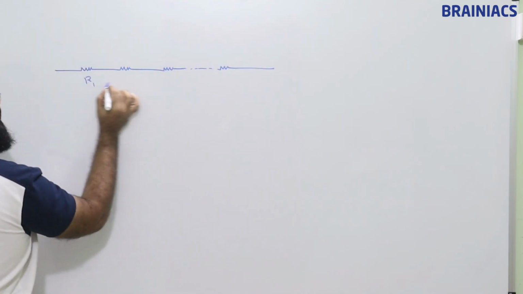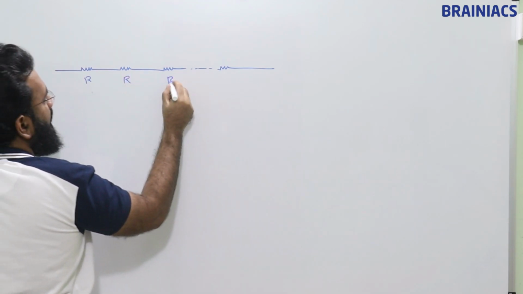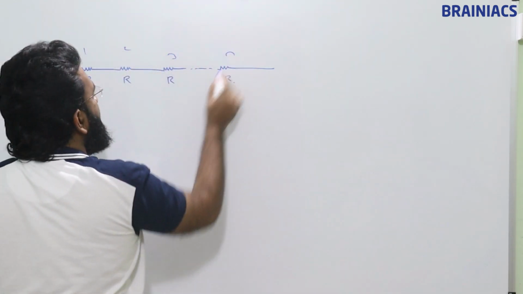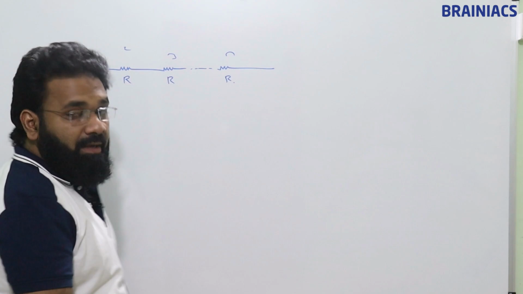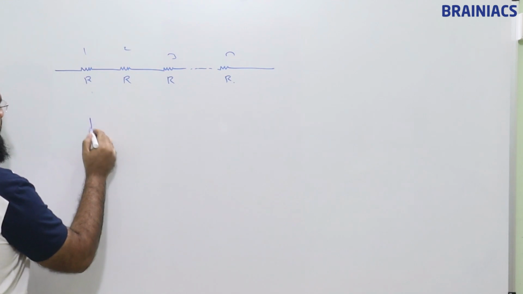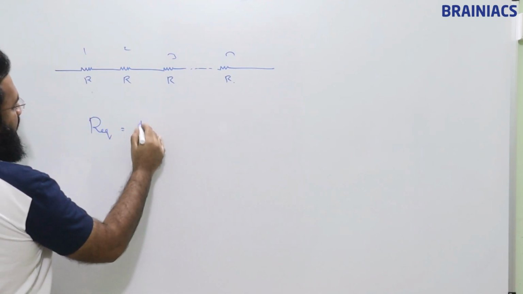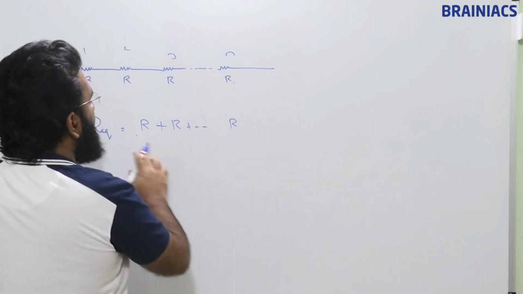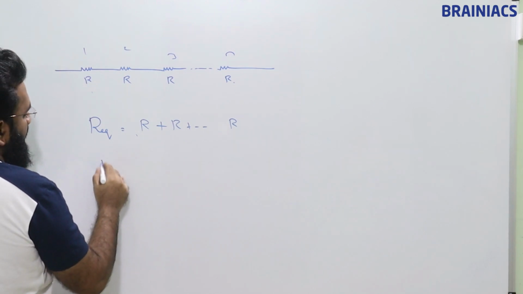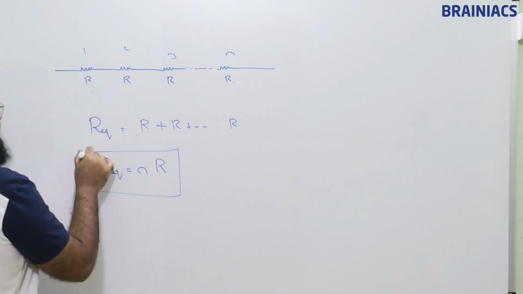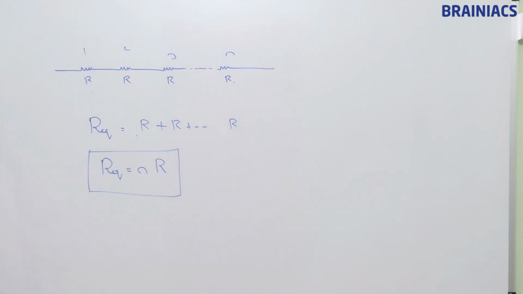Suppose we connect R1, R, likewise we have connected N Rs. This is 1, 2, 3 up to N. If we connect N number of similar resistances in series, then R equivalent is equal to what? R plus R, likewise up to NR we will add. So R equivalent is nothing but N into R. Equivalent resistance is nothing but N into R if we connect equal resistances in series.